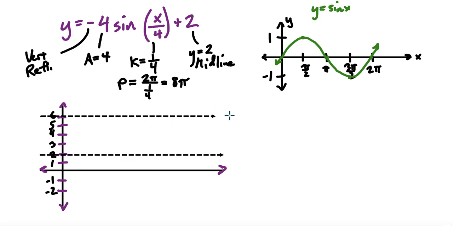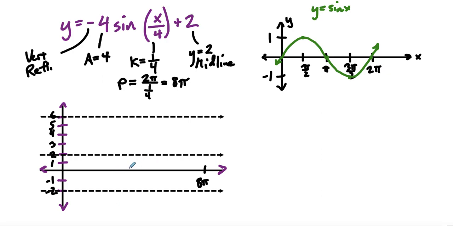Now I'm going to go up to 6 because that's 4 higher than 2. I'm going to put my upper bound there, and then I'm going to go 4 lower, which takes me all the way down to -2. I'll put this here. Now, I know that it takes me all the way to 8 pi to complete one cycle, so I'm just going to graph one cycle, or one period, of the function.